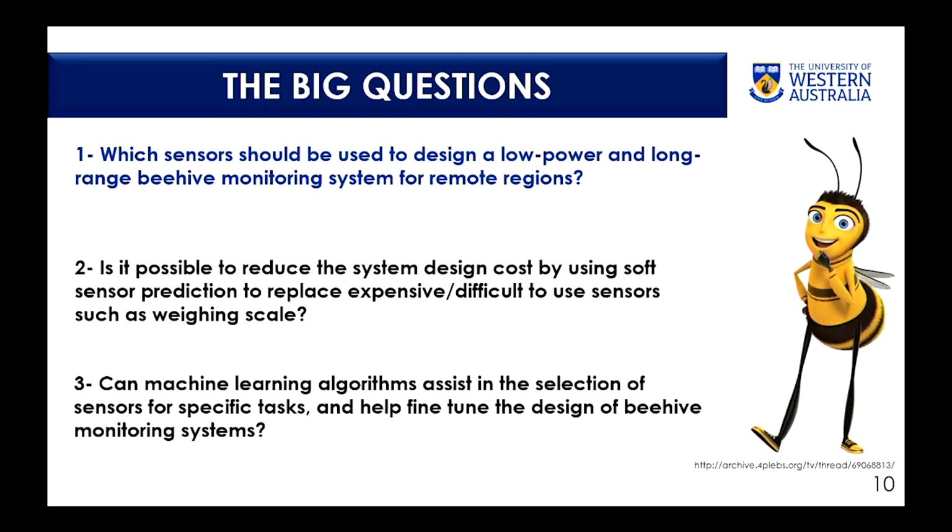So just to summarize what we have discussed so far and to give you a context of what we will be doing later, we have three major questions. First of all, which sensor should be used to design a low power and long range beehive monitoring system? Secondly, is it possible to reduce the system design cost by using soft sensing prediction and replace expensive or difficult to use sensors such as the weighing scale? I'll come to this later. And can machine learning algorithms assist in selection of sensors for specific tasks? So we still do not know which sensors to use. Can we develop tools which will help us do that? Let's see.